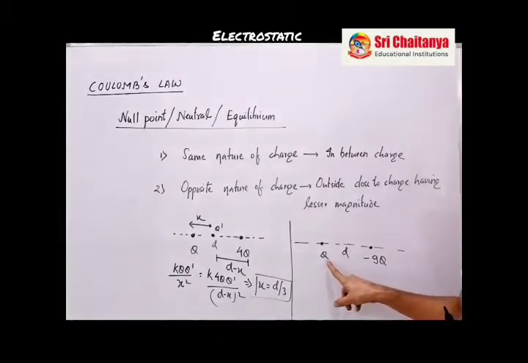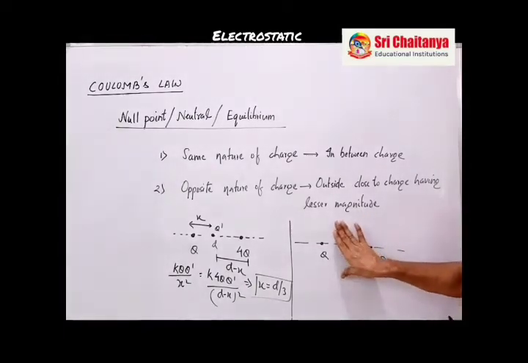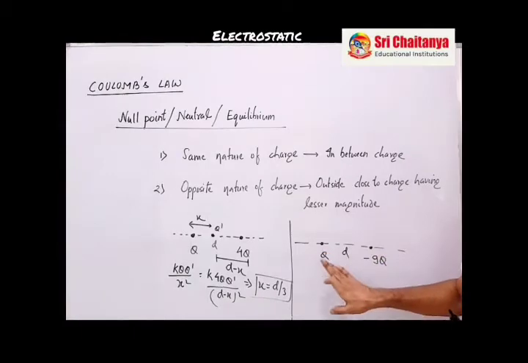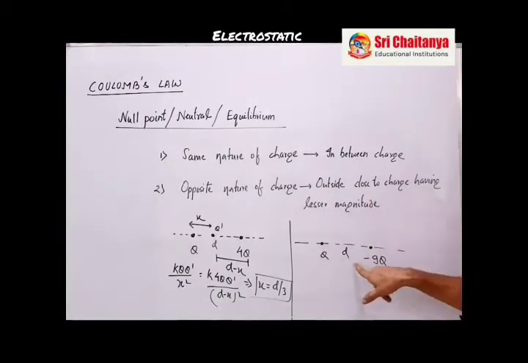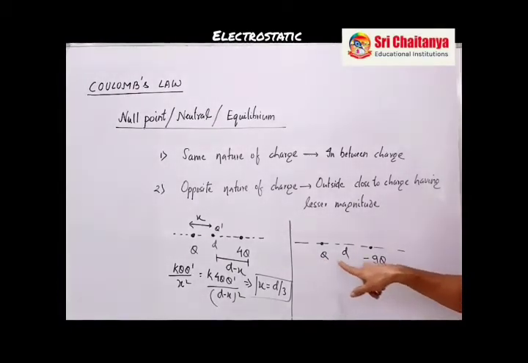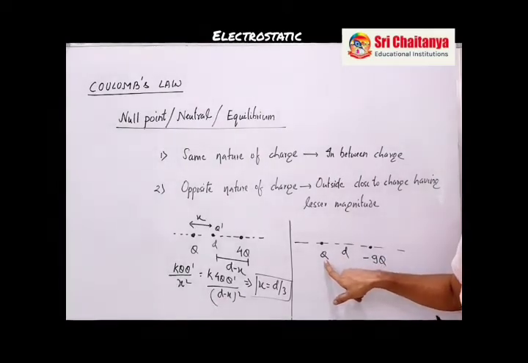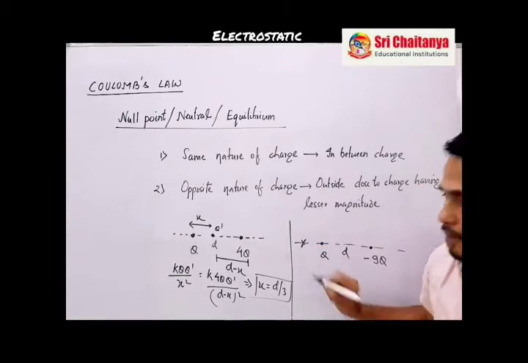Now if you see, the charges are of opposite nature. One is q, one is minus 9q. You tell me, will the null point exist between the charges? No sir. If charges are of opposite nature, the null point will exist outside the charge having lesser magnitude. Who has less magnitude? This q. You don't have to see this minus, you have to see the magnitude. So q has lesser magnitude. That means the null point will exist somewhere here.